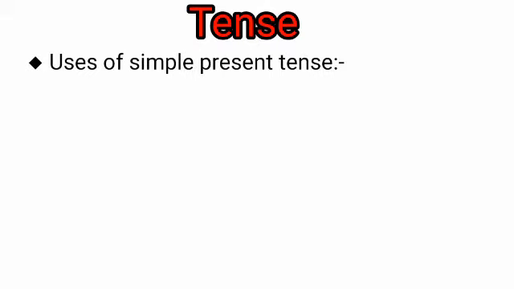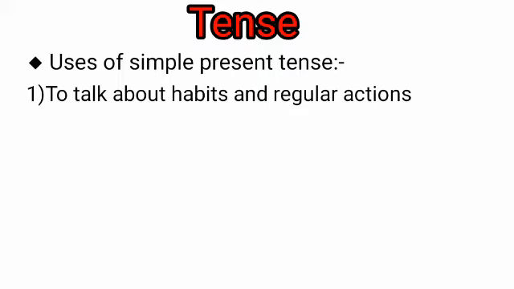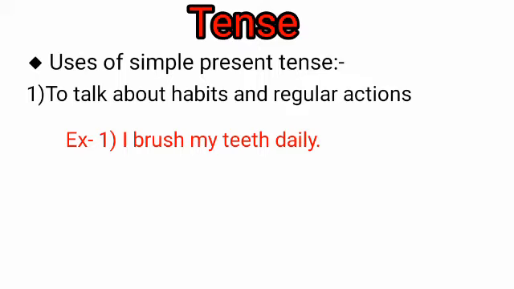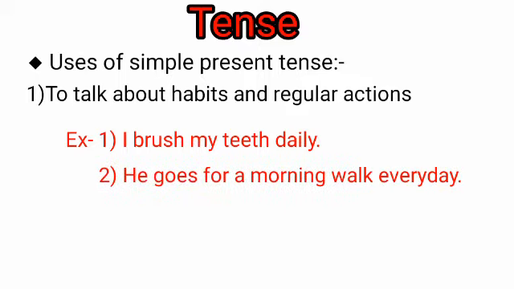Simple present tense is used to talk about habits and regular actions. For example, I brush my teeth daily. And next example, he goes for a morning walk every day. These both examples are showing habits and regular actions.